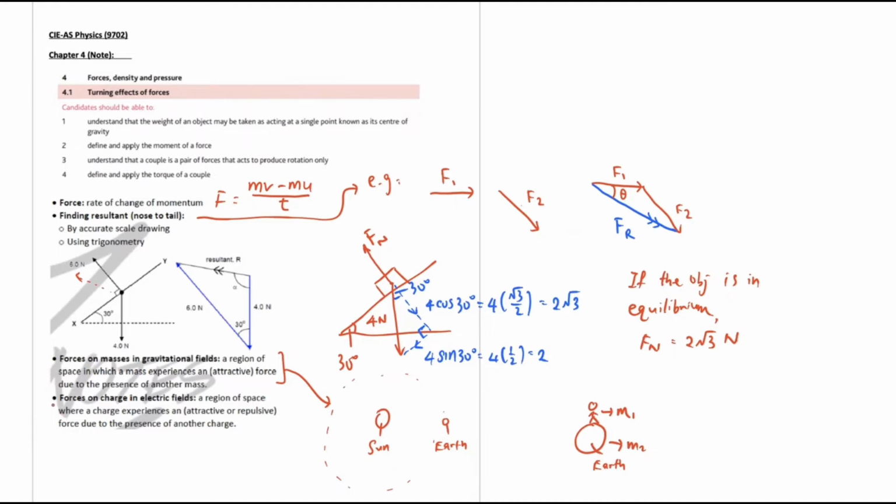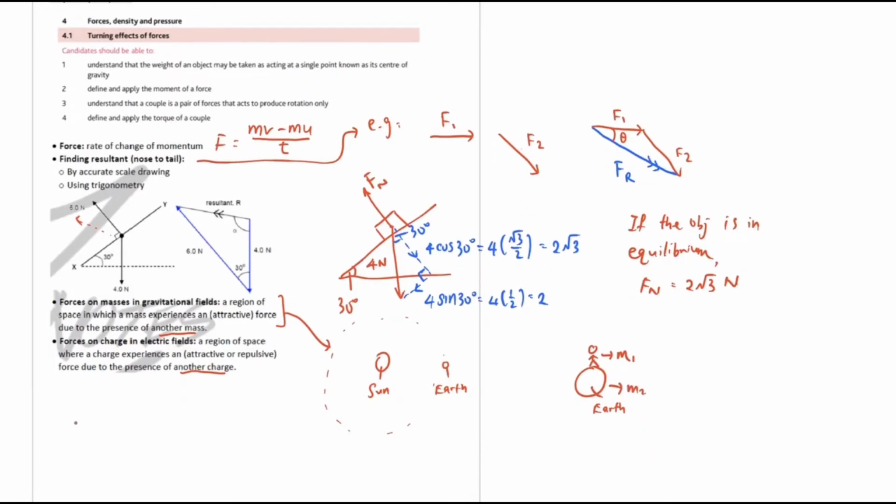Okay, next point. Forces on charge in an electric field. They are trying to let you understand the electric field. A region of space where a charge experiences an attractive or repulsive force due to the presence of another charge. Just now the gravitational field needed another mass, that means you need two masses. Now for an electric field, you need another charge, that means you need two charges. This should be more familiar.